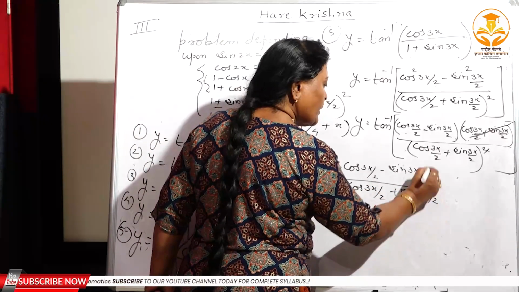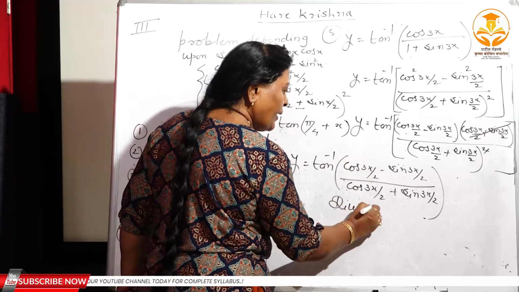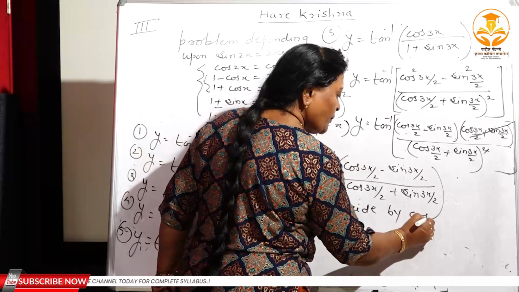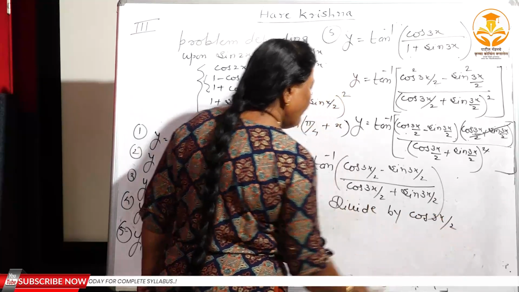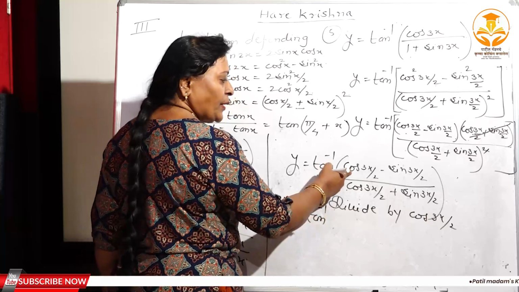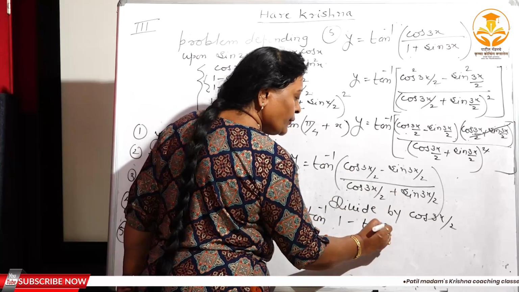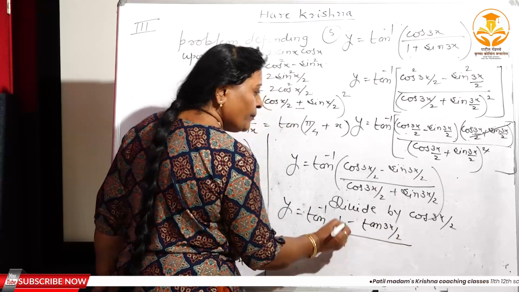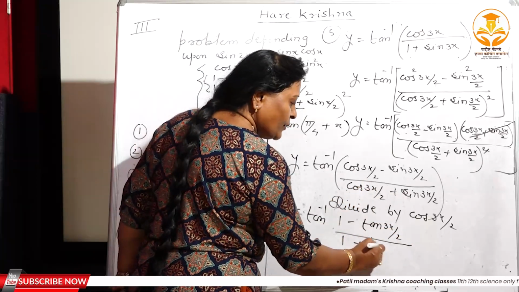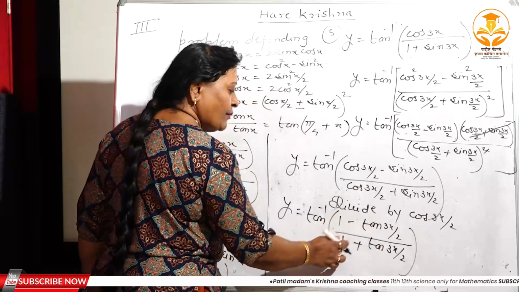Again, to get the function tan, what you have to do? Divide by cos 3x by 2. When you divide it by cos 3x by 2, you have got tan inverse. Cos 3x by 2, cos 3x by 2 get cancelled. Here tan 3x by 2. Here again 1. Again plus tan 3x by 2. Again you know the formula, 1 minus tan, 1 plus tan.